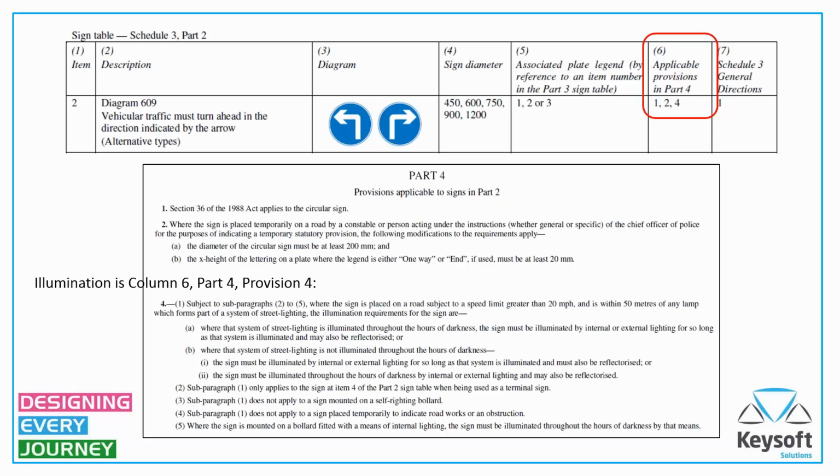One might like to highlight at the very top of the schedule the illumination provision for the particular signs. So this particular sign here is subject to illumination when the sign is placed on a road subject to a speed limit greater than 20 miles an hour and where it's within 50 meters of any lamp, and so on.